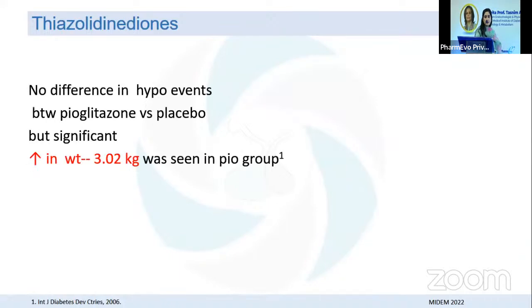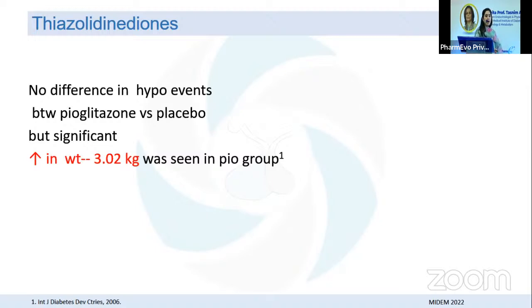Next, I'll be discussing thiazolidinediones. Thiazolidinediones are basically insulin sensitizers, and they increase the sensitivity to insulin in the fat and peripheral tissues via the activation of the PPAR receptor. The main drug that has been studied extensively in this group is pioglitazone. So whatever data we have pertaining to TZDs is that of pioglitazone.